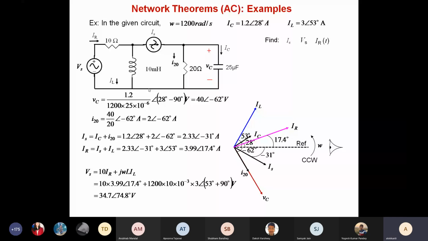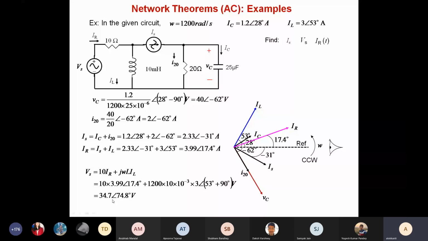When you are computing voltage, there will be an addition of 90 degrees to the voltage phasor, so you have to be very careful because of that j element, because it is j omega L IL. That omega L is basically a scalar quantity, but ultimately this will have an angle which will be the angle of the IL plus 90 degrees. So this will give the net voltage Vs, which is 34.7 at an angle of 74 degrees. So somewhere it will be here.